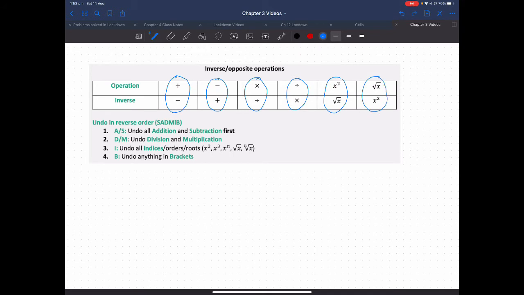So when you carry out these problems, you're doing SADMIS, that is the reverse of BODMAS. So add and subtract, then divide and multiply, then indices, then brackets.